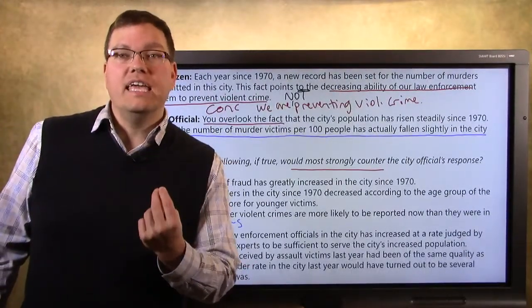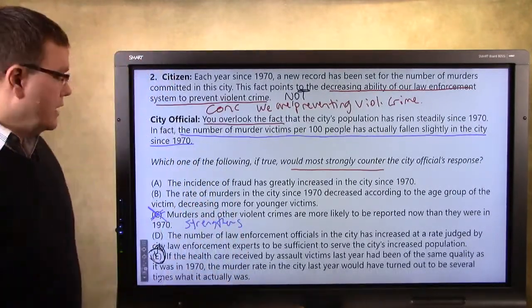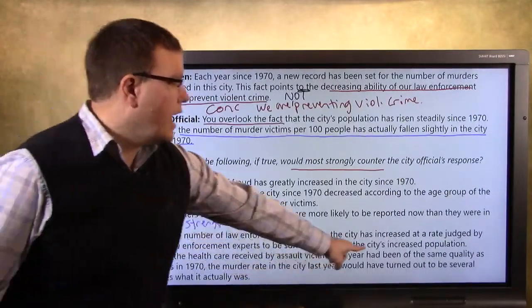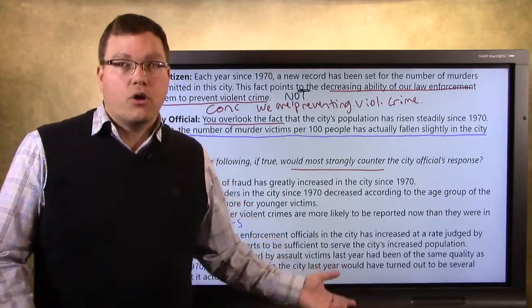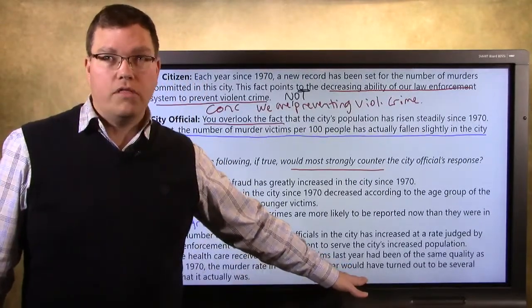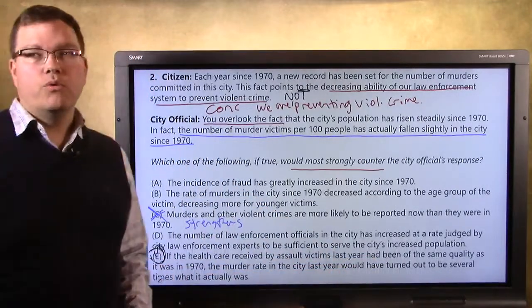Look how beautifully E works. Look how beautifully E works with this, right? If the health care received by assault victims had been of the same quality as in 1970, the murder rate would be several times higher. We're not preventing violent crime. There are assault victims in all them hospitals, right? So answer choice E does what we want.